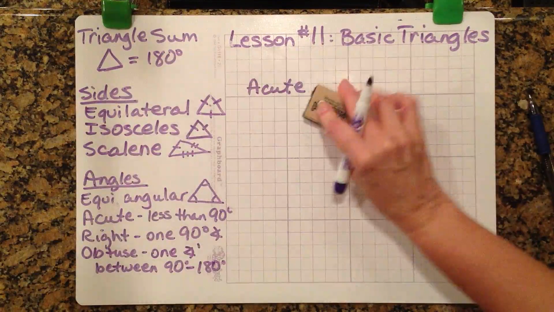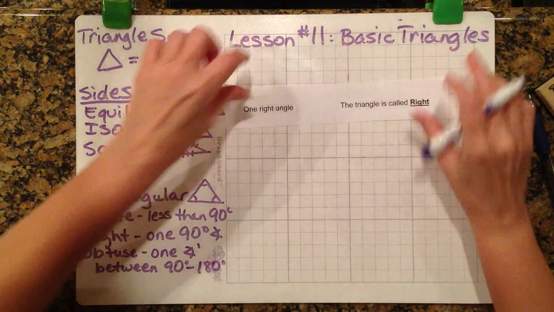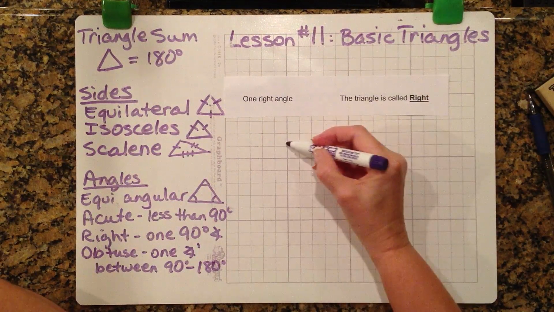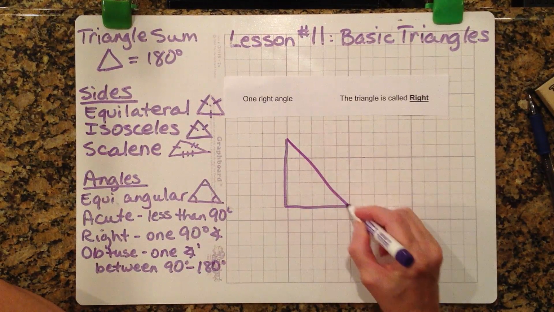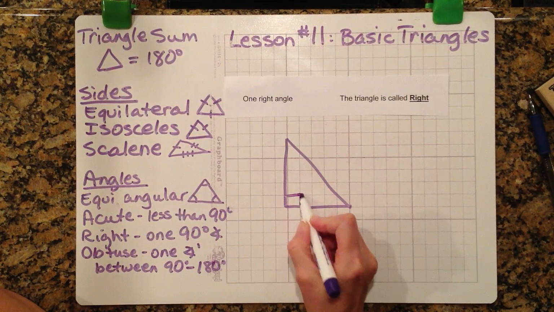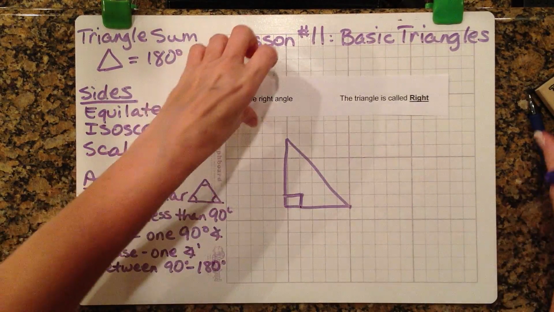The next one is going to be a right triangle. A right triangle is a triangle with one right angle. And remember, a right angle looks kind of like an L. A lot of times we'll distinguish a right triangle with that little box right there. And you know that that is a 90-degree angle right there. So that's a right triangle.